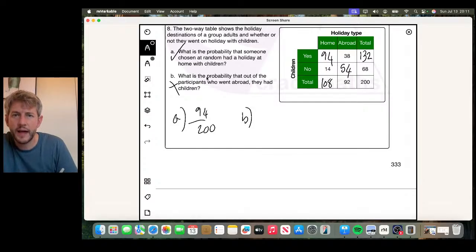What is the probability that out of the participants who went abroad, so out of the 92, they had children?